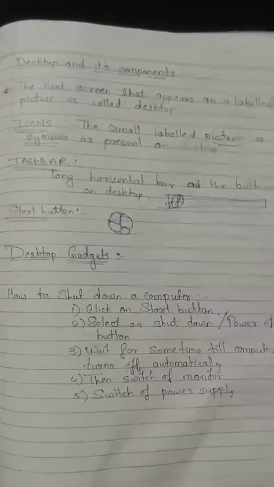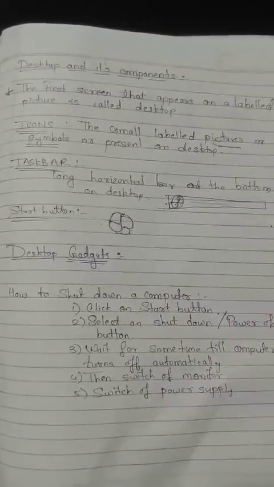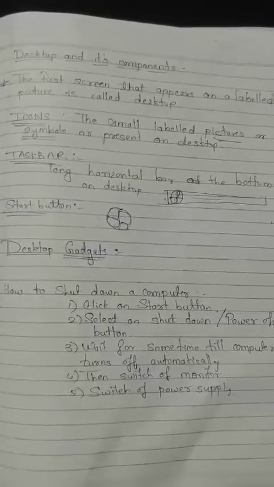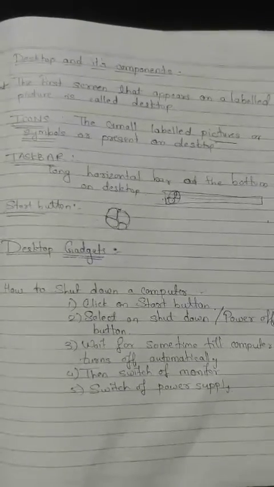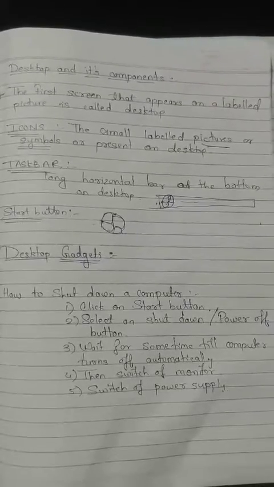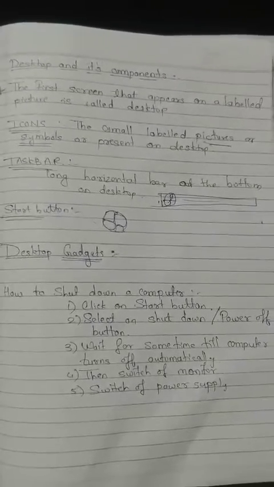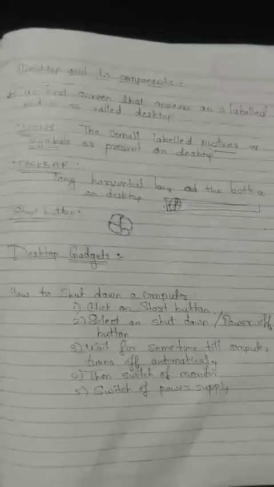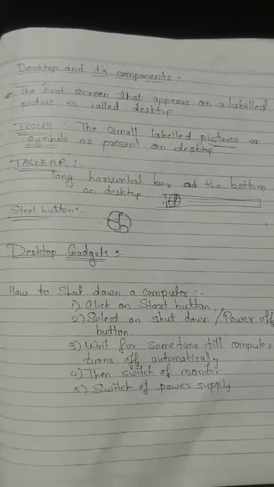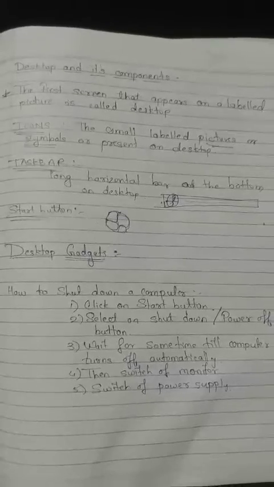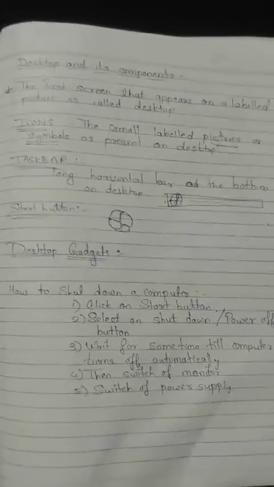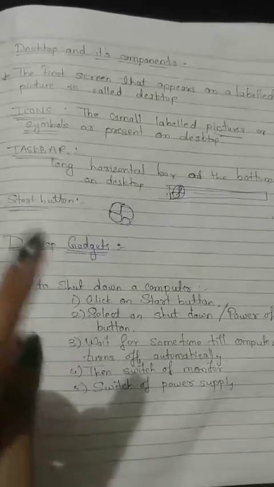And then afterwards, icons. What are icons? When you switch on the computer, some pictures like My Computer and My Folder appear. What are they? They are known as icons. See the definition of icon: a small labeled picture or symbol, like the symbol you give to My Computer, is known as an icon. Icons are present on the desktop only.